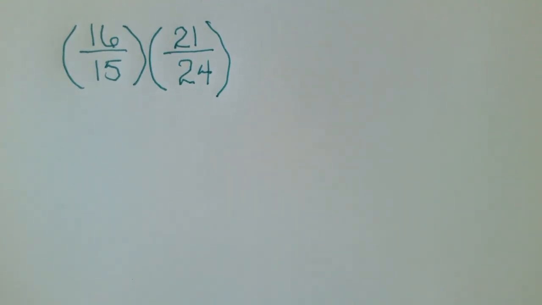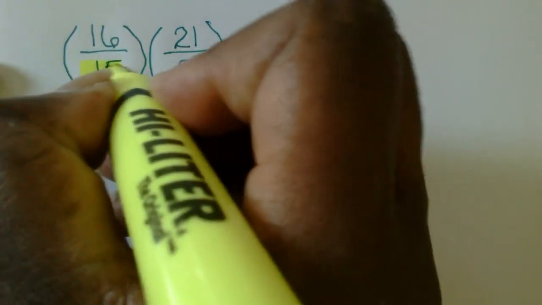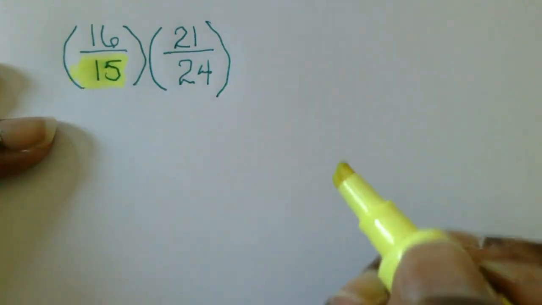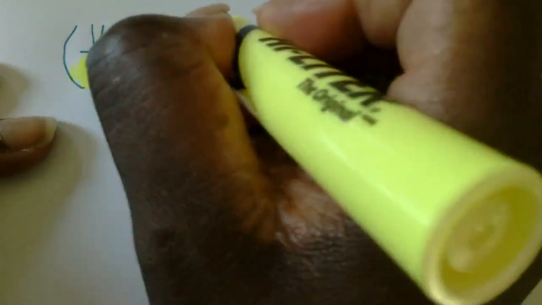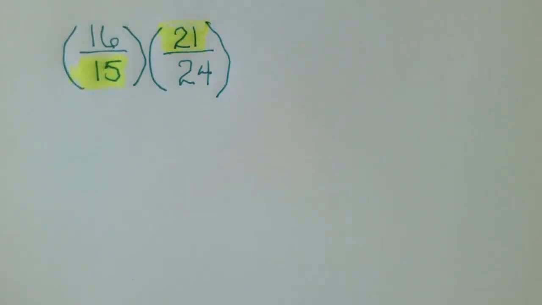So when you're cross-simplifying, we're taking a look. So I'll switch it up this time. I'm using the denominator of 1 and the numerator of the other. So this time I'm using 15 and 21. So what do they have in common? So we need to get our multiples.